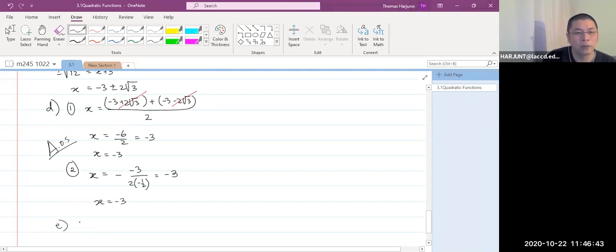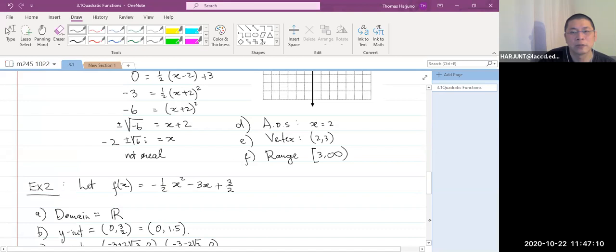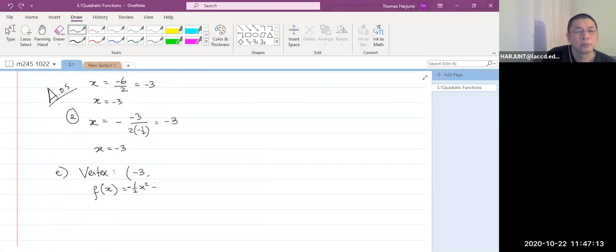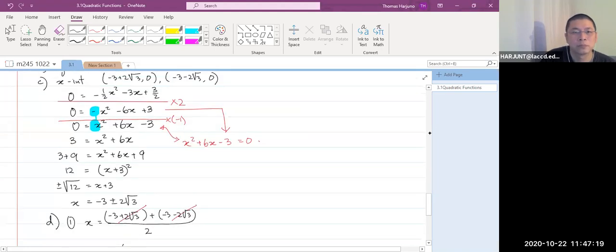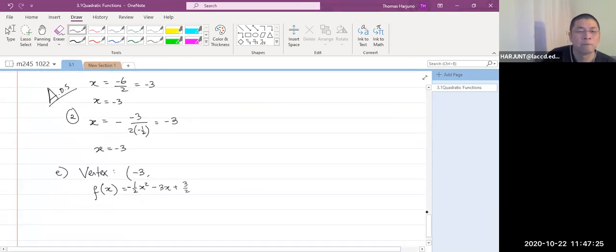Part A, how to find the vertex. The x component of vertex is already known. It must be the same as the axis of symmetry, right? But how about the y part? Then the y part, you plug that x into the function. Is it minus or plus? I don't want to copy the function incorrectly. Okay, so that's the function.